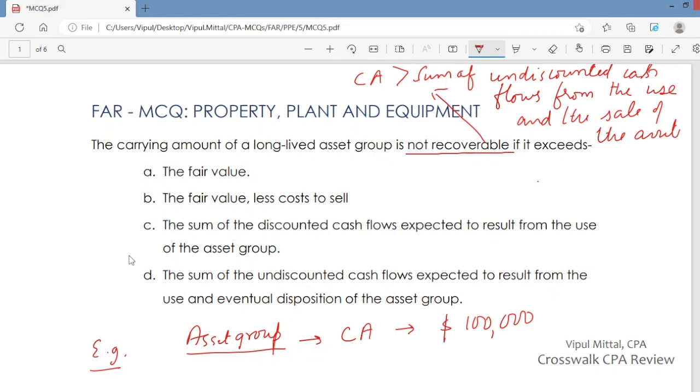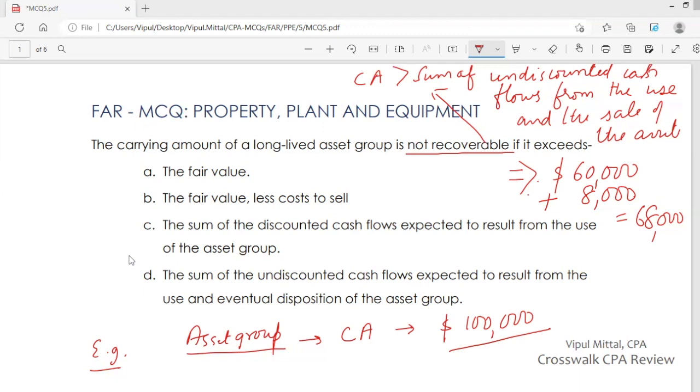So for example, you intend to use this asset group for 5 years. What are the expected cash flows from use of this asset group for next 5 years? And after 5 years, when you sell this asset, how much cash you will get? Simply sum them up. So you will use this asset for next 5 years, and from use you will get cash flows of $60,000. And also after 5 years, you will sell this asset for $8,000. So it is $68,000. And this $68,000 is less than $100,000.